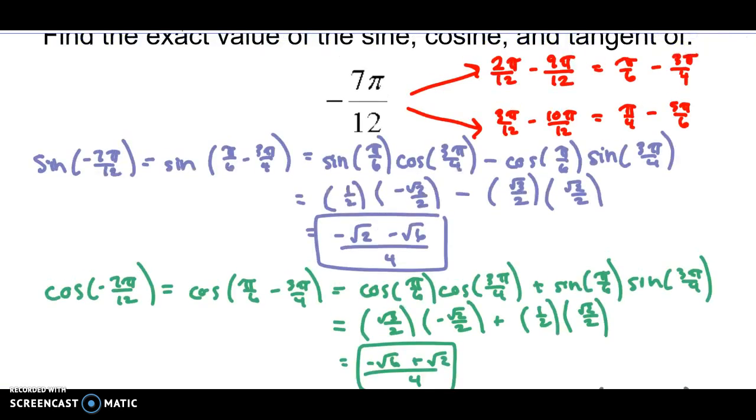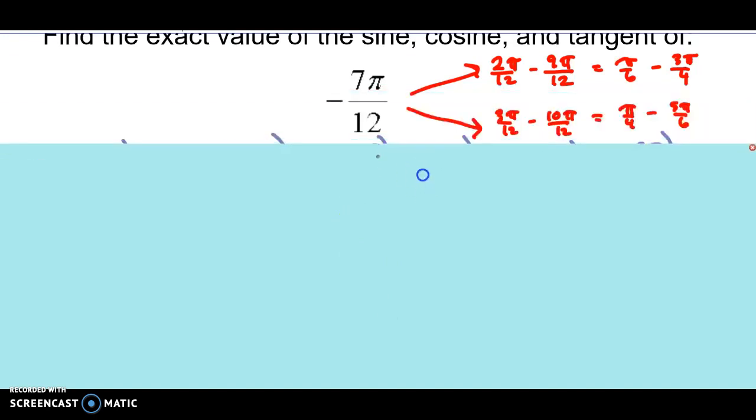All right, boy, was that a doozy. That was a long problem. I just wanted to show what I was talking about in the beginning here. We could write negative 7 pi over 12 in two ways. I could write it as the difference of pi over 6 minus 3 pi over 4. I could also write it as the difference of pi over 4 minus 5 pi over 6. So either way, you should get the same thing. But again, I just wanted to let you know that you have options.